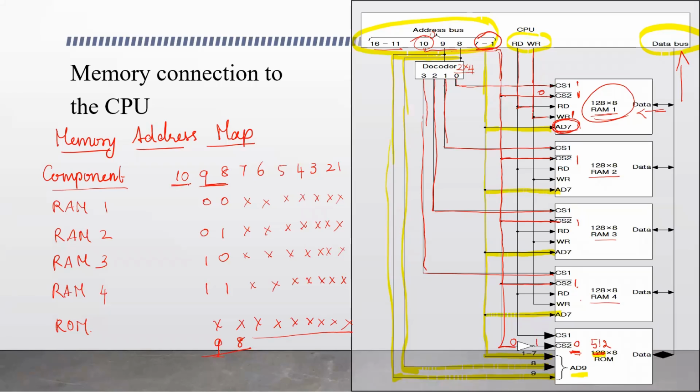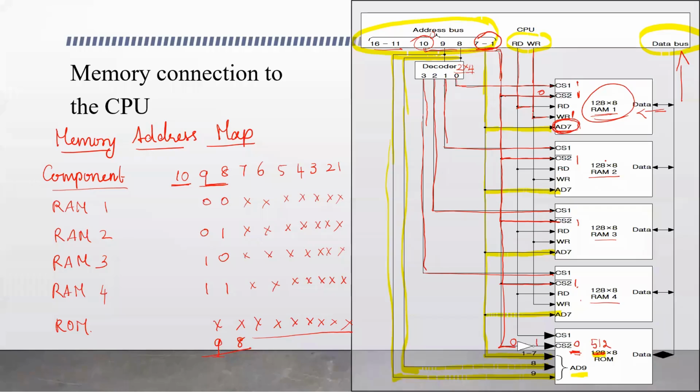And the 10th bit, what is this 10th bit? This decides which component of the memory is selected. The 10th bit is connected to the CS2 input of these memory chips. CS2 may be 1 or 0. If it is 1, that means it is active. So when CS2 is 1, then that particular memory component is selected.